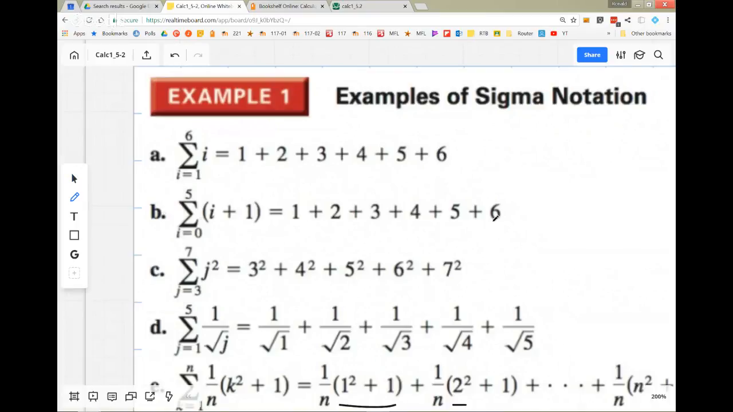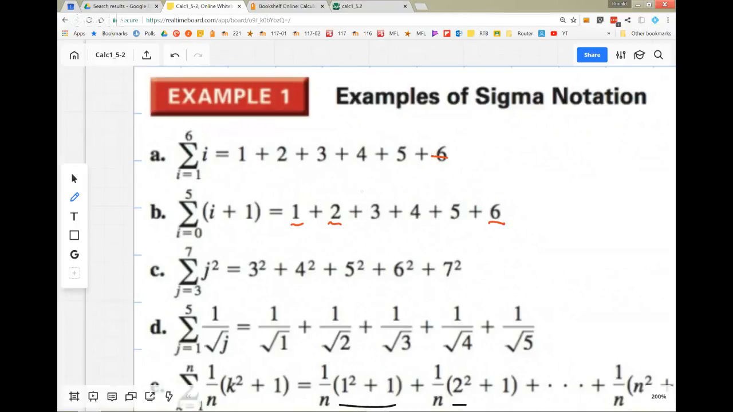Just to keep track of where we are here. The second time through, i is 1, and 1 plus 1 is 2. Anyway, just keep going until i is 5, and 5 plus 1 is 6. And you notice we wind up with the same sum that we had up in part A. So a couple different ways. The index can start at any number.